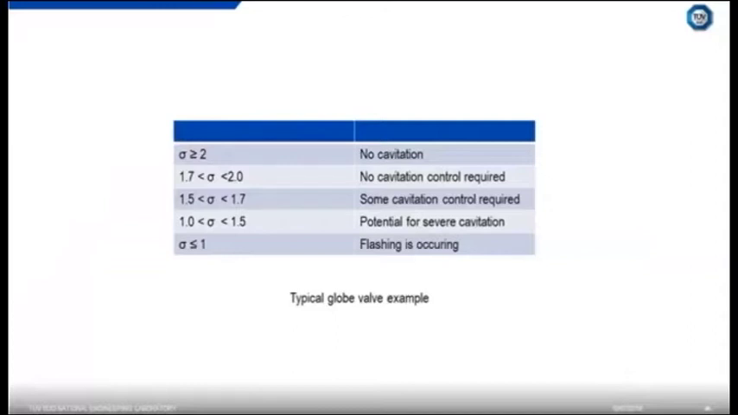So this is a typical globe valve example that you might see in a valve brochure, and it basically gives you sigma values, and so you as the end user can take your process inputs and calculate a sigma value, and if it lies within a certain range, the manufacturer suggests that you're likely to get cavitation within this valve, so you might want to invest in some cavitation control, right down to basically flashing. And obviously, most of the time you want to avoid cavitation. There are special valve designs that are built to limit the damage caused by cavitation.